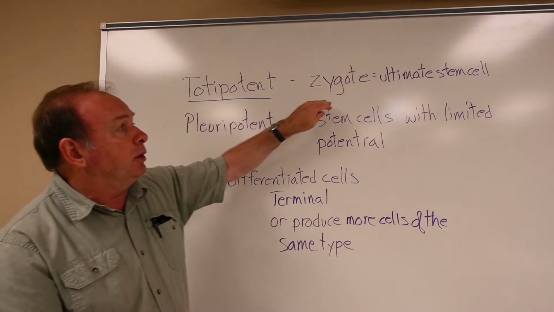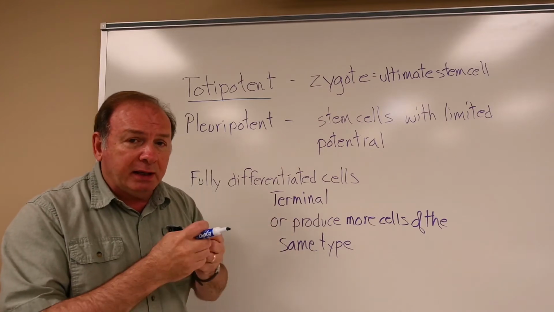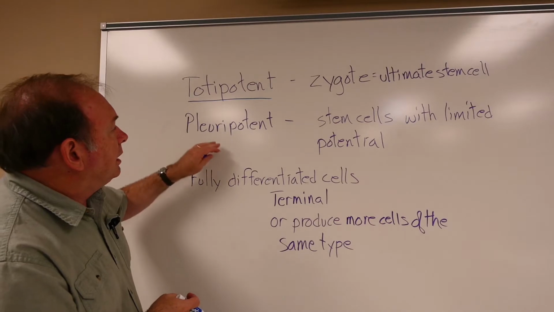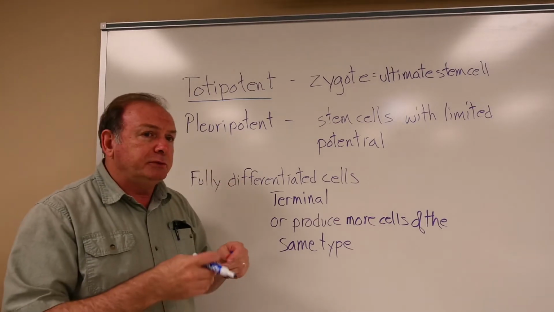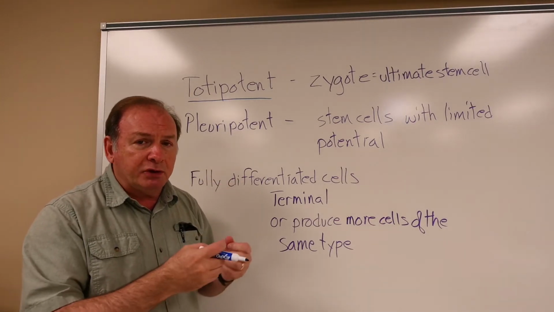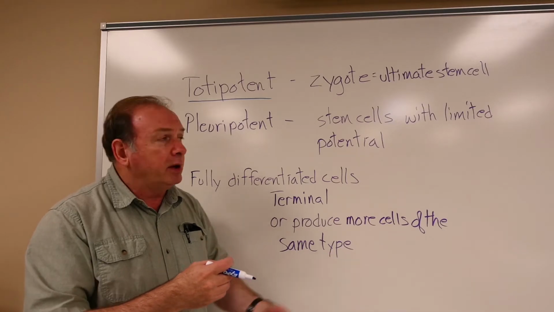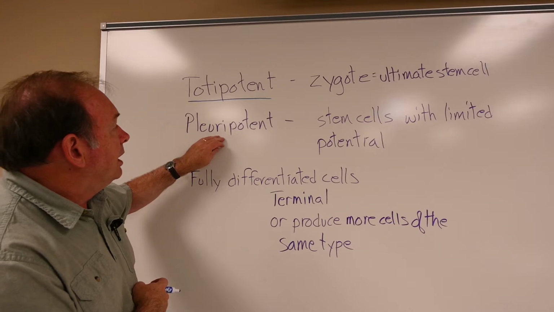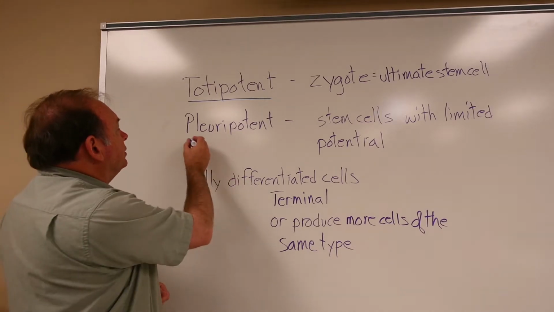So those cells are totipotent. But fairly rapidly in the early stages of division of the zygote, you're going to get some specialization of the cells. Some of the genes will be turned off. They will no longer have the ability to become all types of cells in the organism. These are referred to as pluripotent cells.